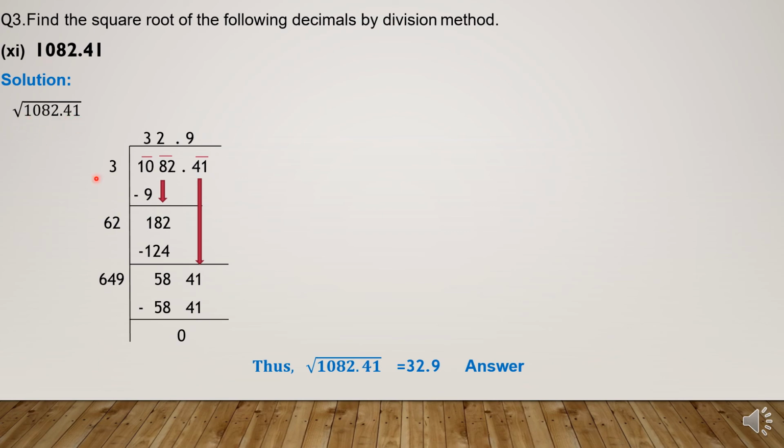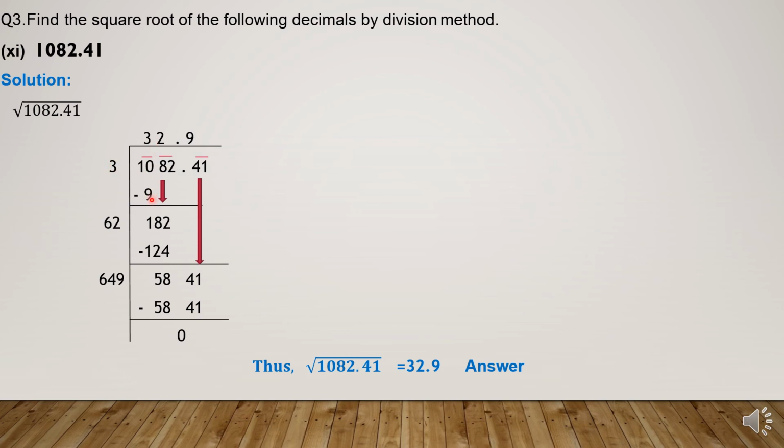1082.41. We write this number under the sign of square root. Then we make pairs. First we make pairs of the fractional part, right after the decimal portion. This is the only pair after the decimal. Before the decimal point we will make pairs from right to left. These are the two pairs. In the first pair we have 10. So we will write here which divisor?